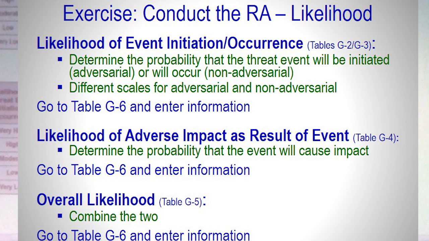So now we get to decide and determine our impact. Now remember, risk is a function of likelihood and impact. So when we get to risk, we're going to see another matrix table where we're going to take our overall likelihood and combine that with our impact that we're going to determine right now to come up with our final risk.